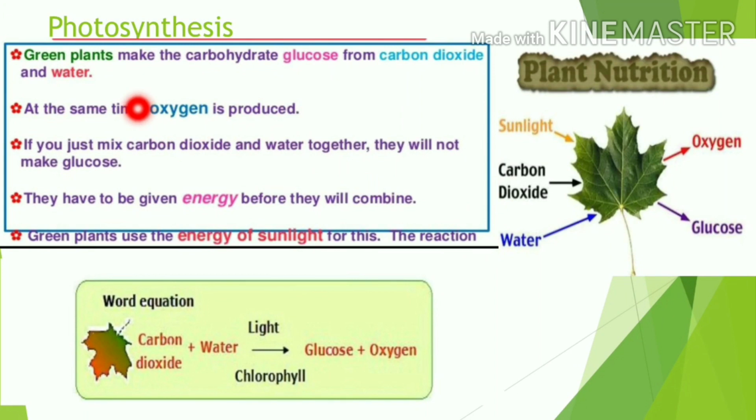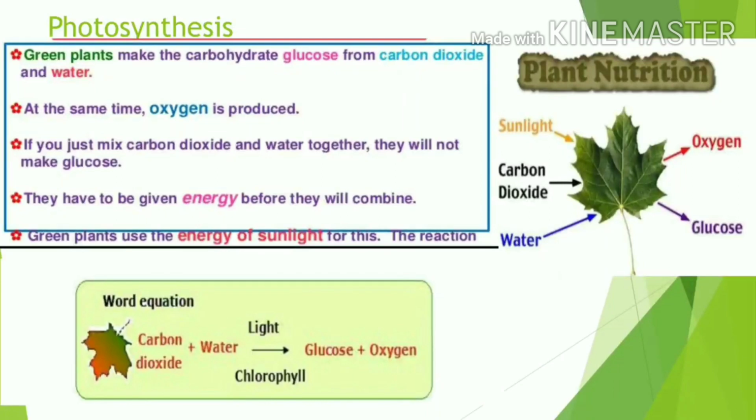Photosynthesis. Green plants make the carbohydrate, that is the glucose, from carbon dioxide and water. At the same time, oxygen is produced. If you just mix carbon dioxide and water together, they will not make glucose. Why? Now, think about it. Can we prepare our food without heating or boiling? Of course, we cannot prepare.